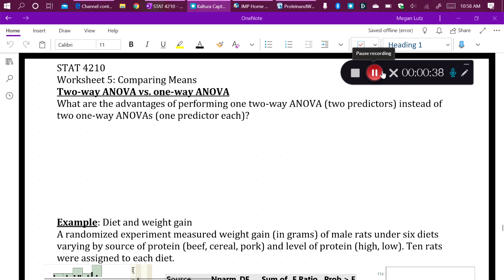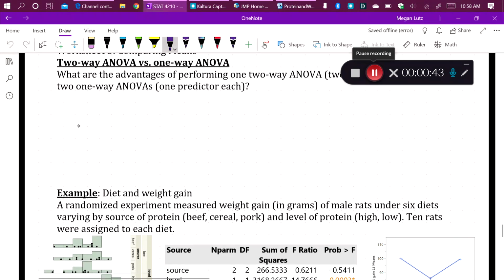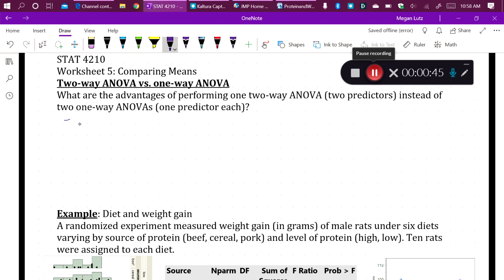Some of the advantages of two-way versus one-way ANOVA is that with a two-way ANOVA, as opposed to two one-way ANOVAs, the two-way ANOVA allows us to investigate an interaction. If we have two one-way ANOVAs, we're looking at one categorical variable at a time, and that means it's impossible to look at whether the two variables interact because there's only one categorical explanatory variable in there.